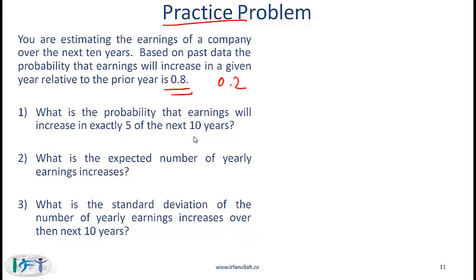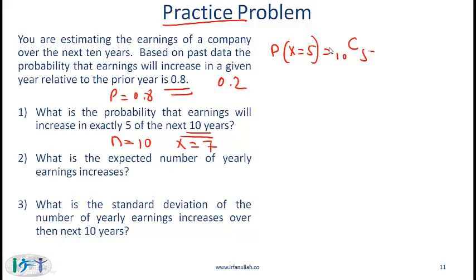Here you use the first formula that you learnt in this segment, which is that probability of 5 successes, so probability of x is equal to 5, is equal to 10c5 in this particular scenario, next 10 years. So n is equal to 10. The binomial random variable is equal to 5. The probability of success is equal to 0.8. So let's regurgitate the formula here.